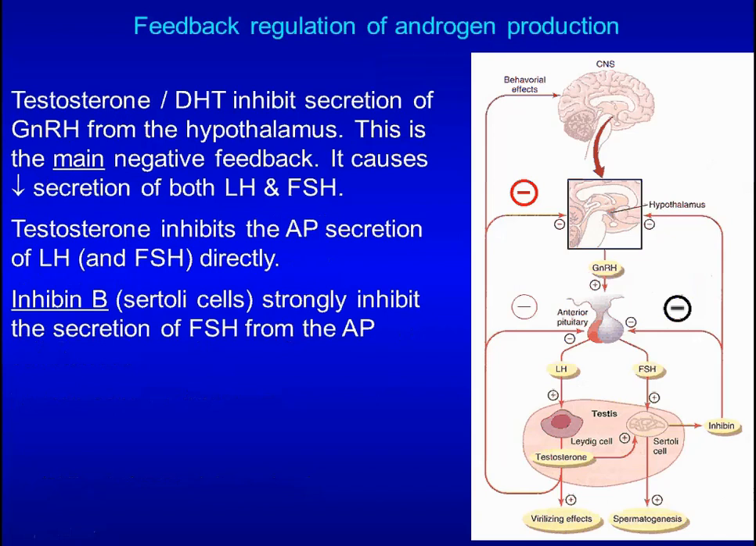To sum it up, testosterone and DHT inhibit secretion of gonadotropin releasing hormone from hypothalamus. In addition, they also inhibit release of luteinizing hormone and follicle-stimulating hormone directly from anterior pituitary gland. Inhibin B inhibits release of follicle-stimulating hormone from pituitary gland.